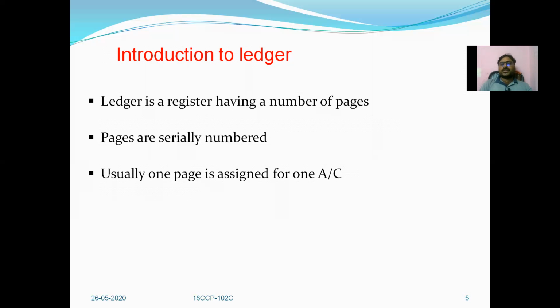The ledger is a register having a number of pages, right? Register means just like a book. In the entire book, each and every page contains one account name and account details. Each page has page numbers, serial numbers. Pages should be serially numbered. Usually one page is assigned for one account.